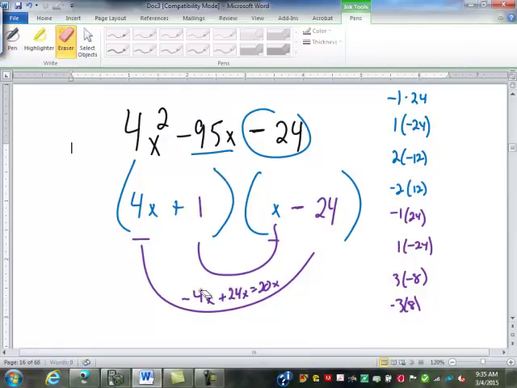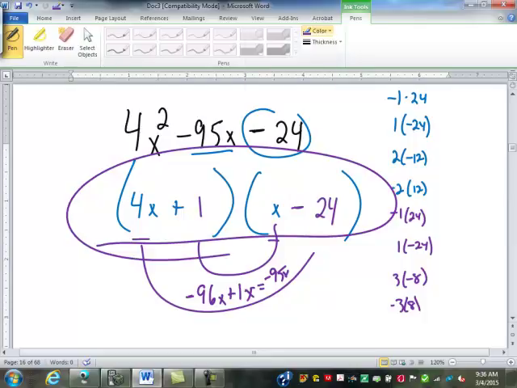Now, on the outside, 4 times negative 24 is a negative 96x. 1 times x is positive 1x. That adds up to a negative 95x. Woo-hoo. How dare you get it right?